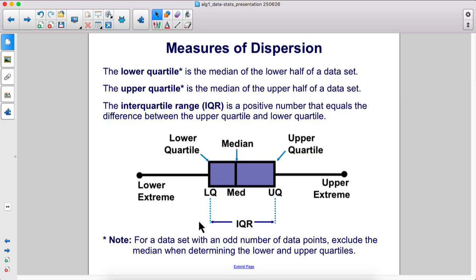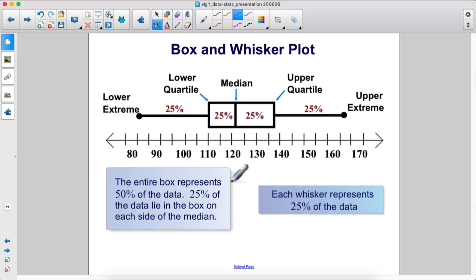For a dataset with an odd number of data points, exclude the median when determining the lower and upper quartiles. The entire box represents 50% of the data. 25% of the data lie in the box on each side of the median. And each whisker, that's a whisker, and that's a whisker, each one of those represents 25% of the data.